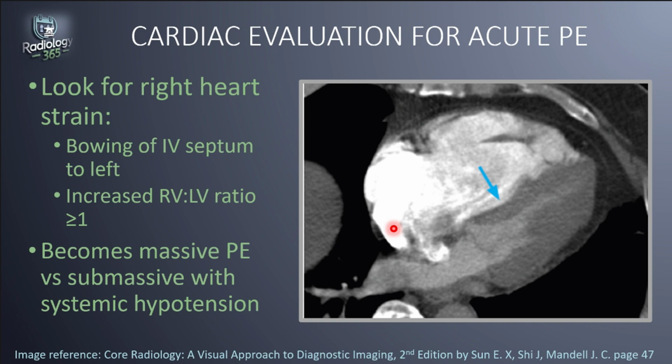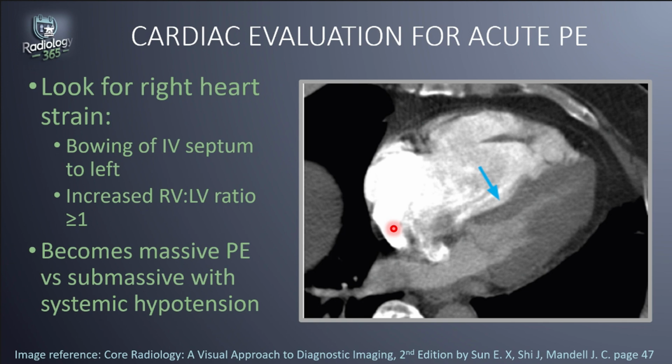Now, we have submassive pulmonary embolism and massive pulmonary embolism, and the presence of right heart strain will determine the categorization. Submassive pulmonary embolism would be right ventricular enlargement seen on imaging or clinical signs of right ventricular dysfunction. So you have a pulmonary embolism in addition to right ventricular enlargement on imaging, or clinically you have signs of right ventricular dysfunction plus a pulmonary embolism. Then we'll call that submassive PE.